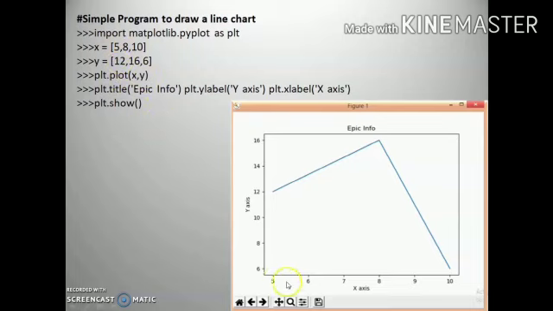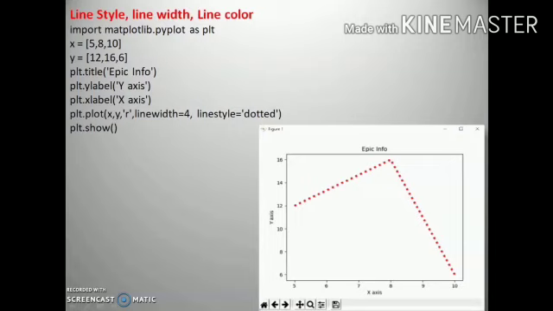So as you can see here, the value of x is 5 and y is 12, then 8 and 16, and 10 and 6. As you can see here, the value on x is 8 and the value on y is 16, so it marks a point here, and the value of x is 10 and y is 6, so it marks the point here, and it connects all these points with a single straight line. So in the same manner we can draw a simple line chart.